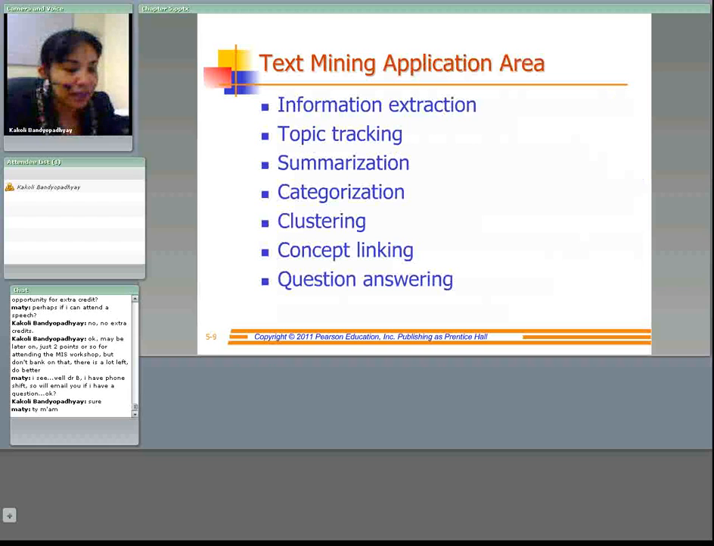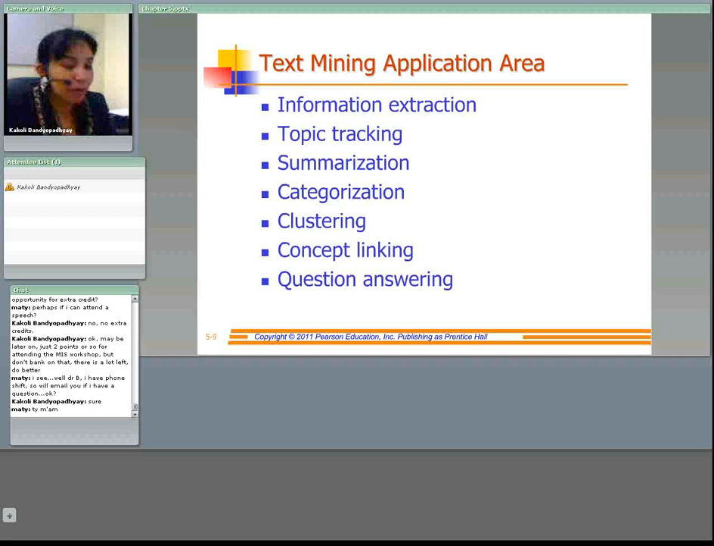Information extraction is identification of key phrases and relationships within text. In text mining, we are dealing with unstructured data, mainly text. So information extraction means identifying key phrases and relationships within the text. Topic tracking is based on documents that a user views. Text mining can predict other documents of interest. For example, I'm reading something, and it can also predict that these other documents I may find interesting. So that's called topic tracking.